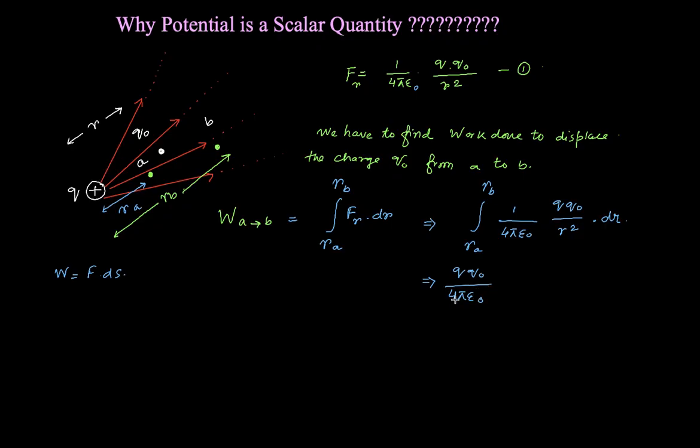But r is not a constant, because the force experienced by q naught is not constant. When this is the distance, it is r_A, and when this is the distance, it is r_B. As the force is a function of r, if r is increased, then the force is decreased. So if we want to displace the charge from point A to B, the work done should be variable, because the force is variable. So the integration is from r_A to r_B of 1 by r square dr.